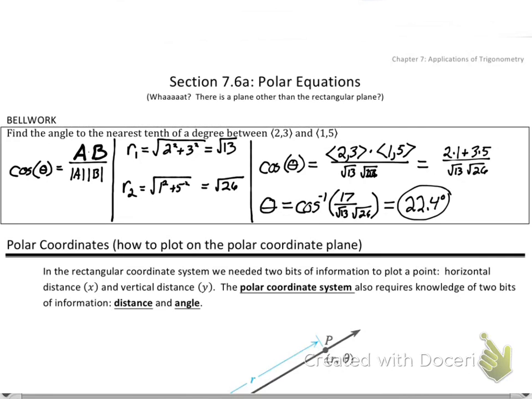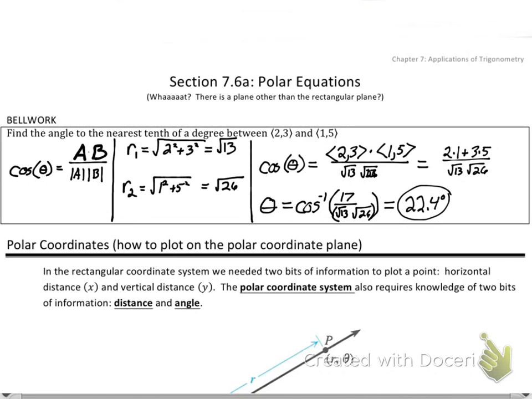How would you put that in your calculator? I would hit the cosine inverse button, which opens parentheses, and then I would type 17, and I would hit divided by, and then just to make sure everything happens right, I would open parentheses, put square root of 13, square root of 26, close parentheses, close parentheses.